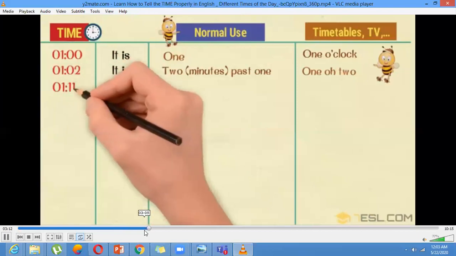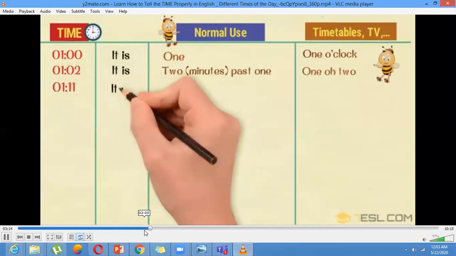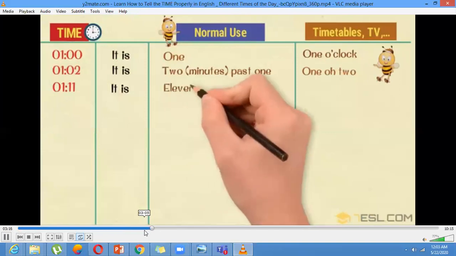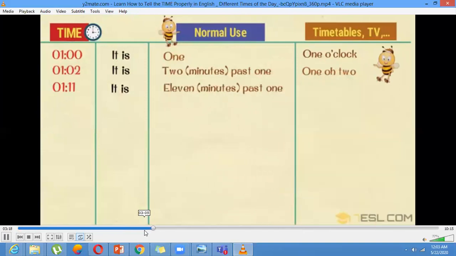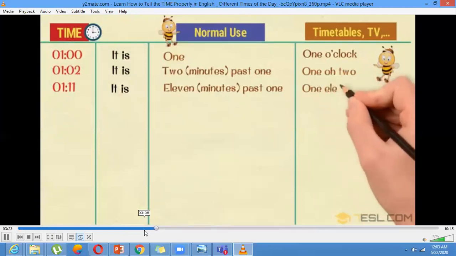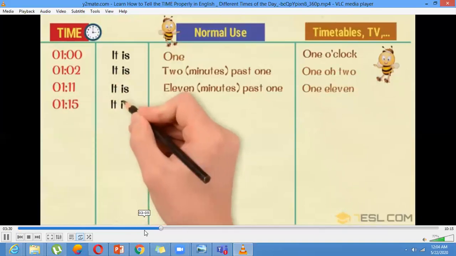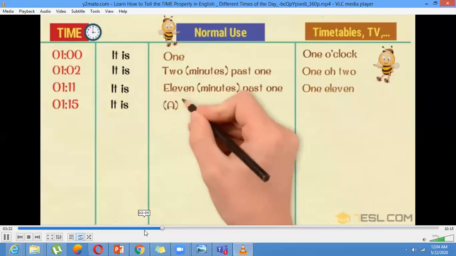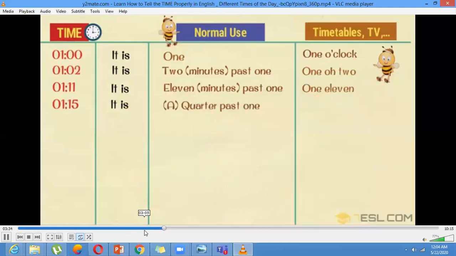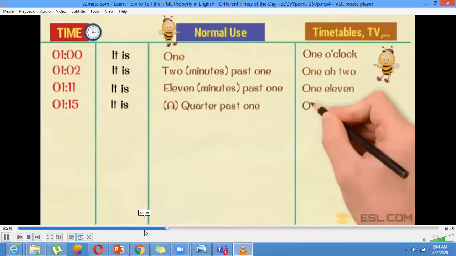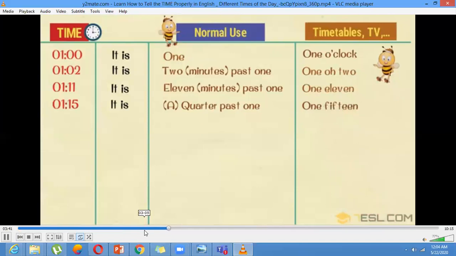Then the third one, it's 1:11. We can say it's 11 minutes past 1. After that, it is 1:15, which is quarter past 1. Quarter past 1 and we can say 1:15.